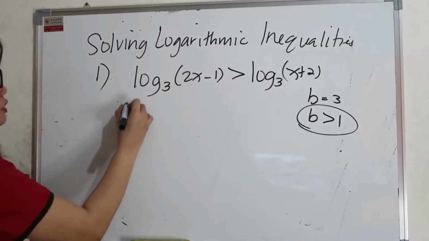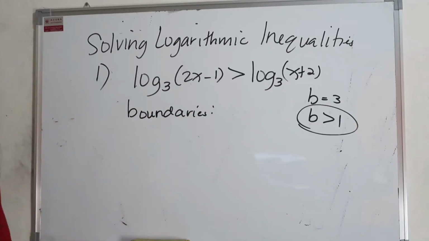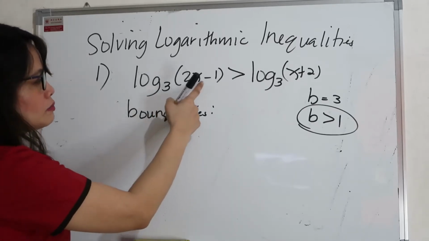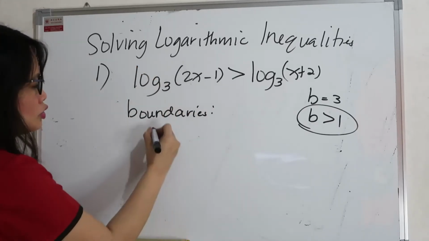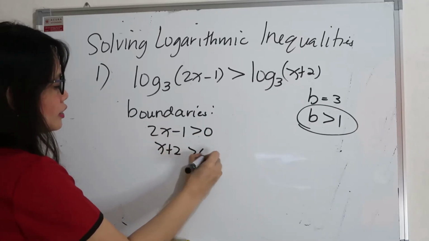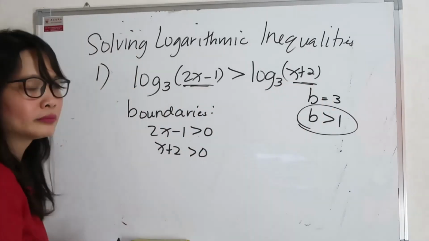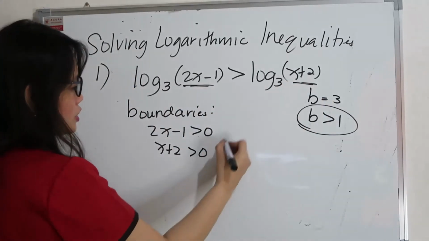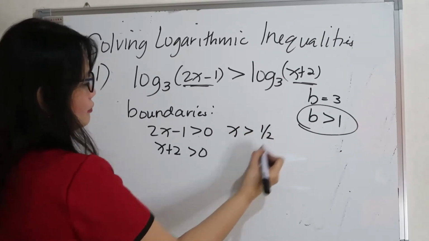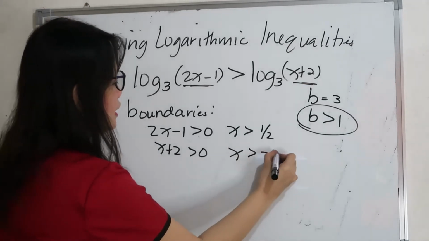First, you need to determine your boundaries, by setting 2x minus 1 greater than 0, and x plus 2 greater than 0. So these are your boundaries for the x variable. The first boundary is x is greater than 1/2. Next, x is greater than -2.